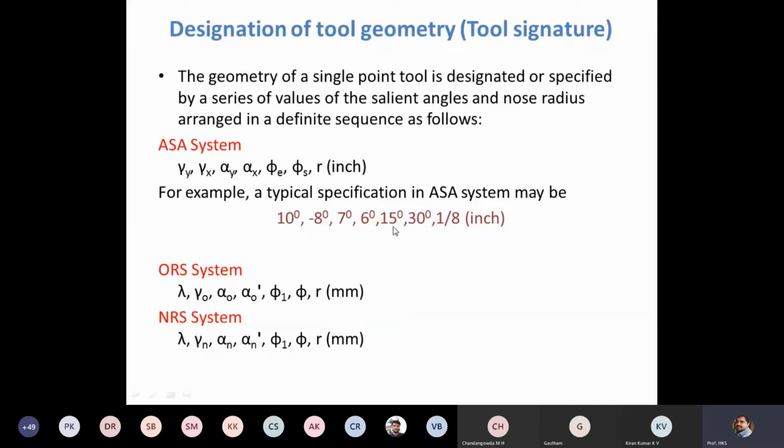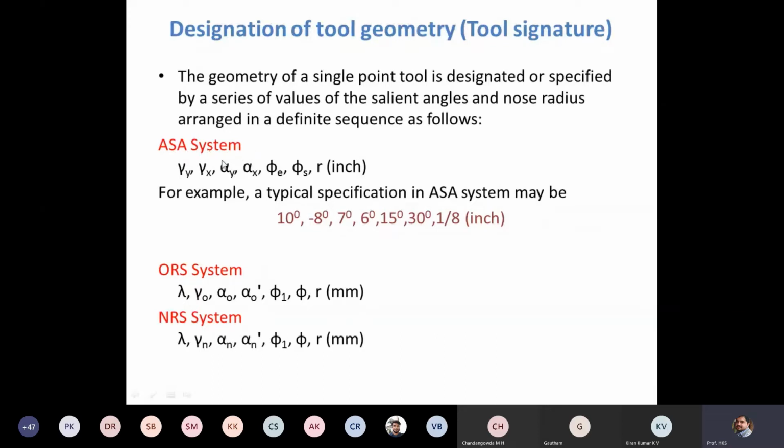Salient angles means rake angle, clearance angle, and cutting angles. Those are the salient angles: rake, clearance, and cutting angles, and nose radius, arranged in a definite sequence as follows. It is the ASA system, that is American Standards Association system. Another name for this system is machine reference system.